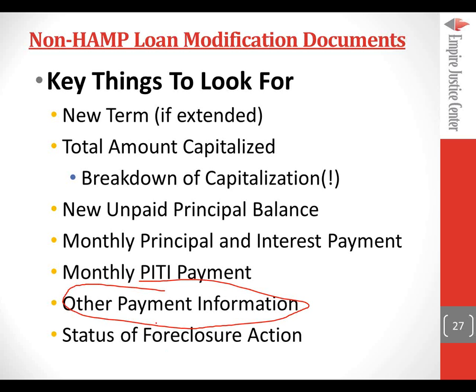The status of the foreclosure action, this is important that the bank, once they do a modification, that they are going to file a discontinuance with the courts to withdraw the foreclosure and withdraw the lis pendens. It very well may not be in the modification document itself, but it is something to make sure to follow up with the bank or the bank's attorneys that is going to happen as part of this process.